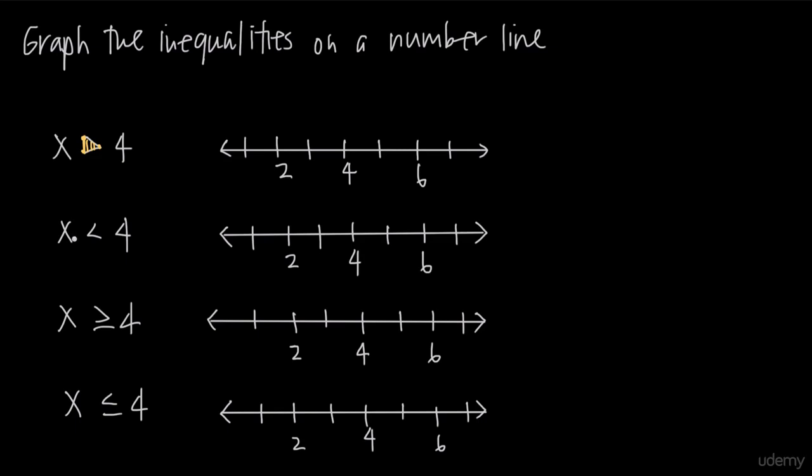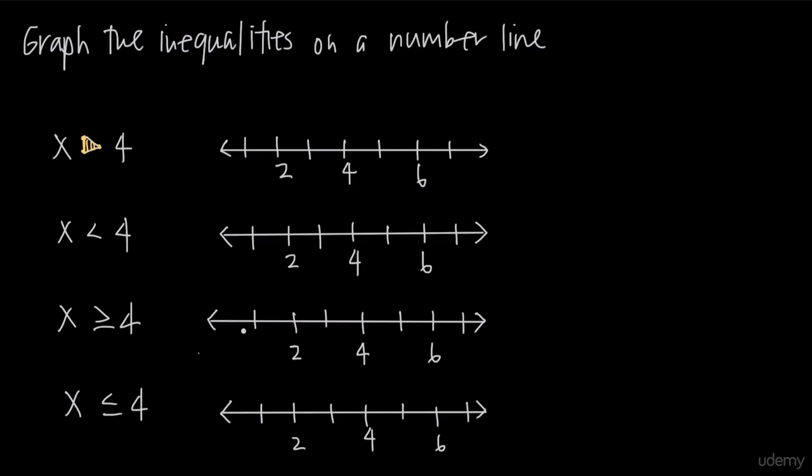So this means x can be any number smaller than 4. It can be 3, it can be 2, it can be 3.9999999. It can be any number smaller than 4, but it can't be equal to 4, which is different than this one down here, x less than or equal to 4. Remember when we have that bar under it, it means or equal to. So this is x less than or equal to 4. So it can be any number less than 4, but it can also be equal to 4.